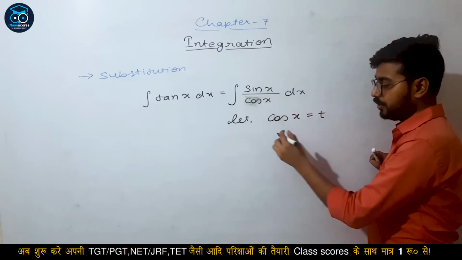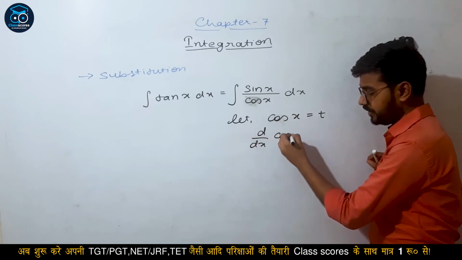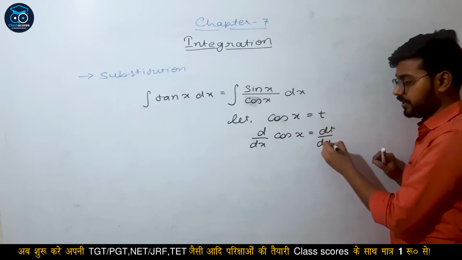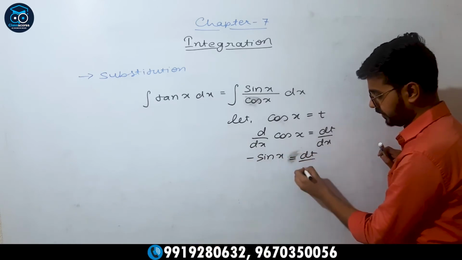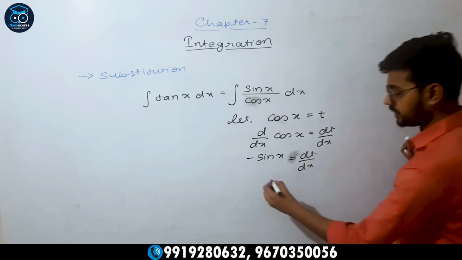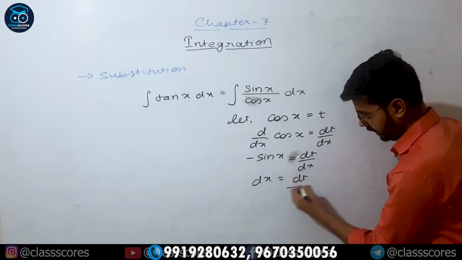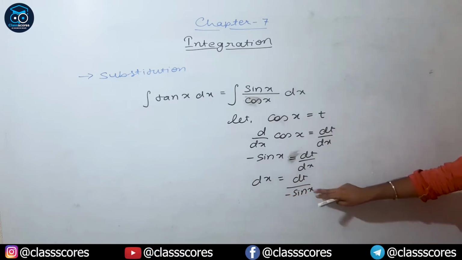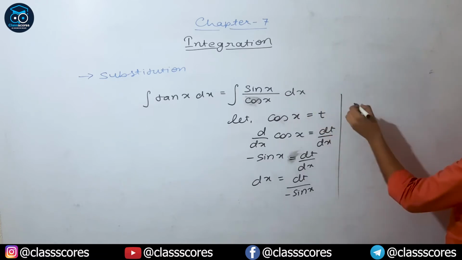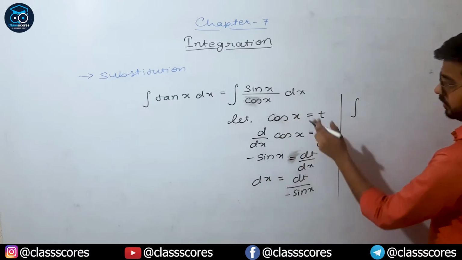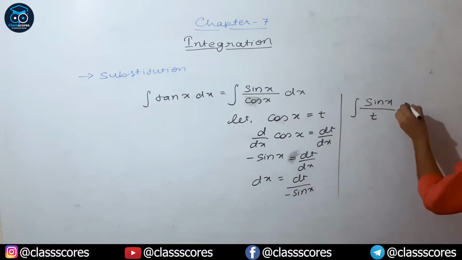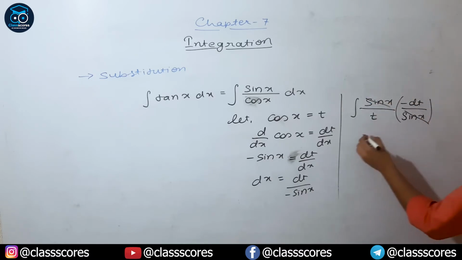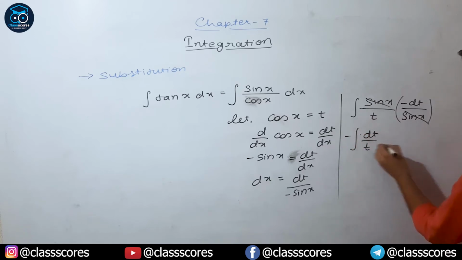For converting this, we need to differentiate this function. So differentiating both sides, we get dt upon dx. The derivative of cos x is minus sin x, equal to dt upon dx. Now we need to find the value of dx. So dx is equal to dt upon minus sin x. Now substitute this in the given integral. The sin x is as it is, cos x is t, dx is minus dt upon sin x. Sin x will cancel out. So what we get is minus dt upon t.